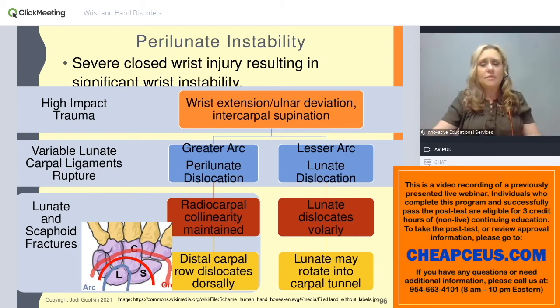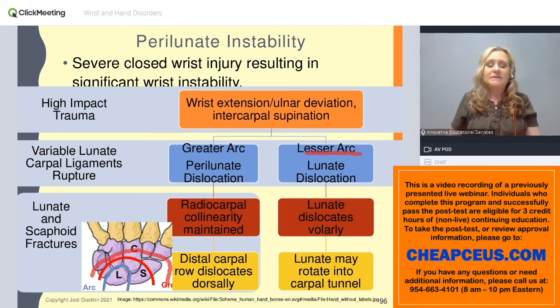The other injury, the lesser arc injury, is going to be the opposite. This is going to be when that lunate itself is going to sublux out into that carpal tunnel, and then that's going to shift all of those other carpal bones.